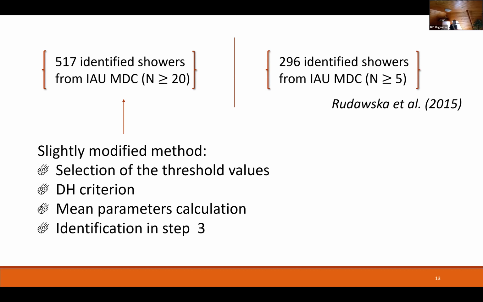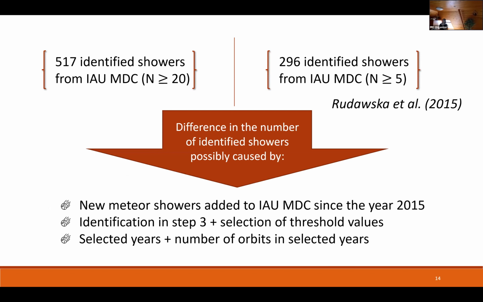Besides the used D criterion, I even changed a little bit the identification in step 3. And of course, we need to take into account that since 2015, the MDC grew a bit, so there are more meteor showers there than when Rudavská et al. did their work. And of course, we work with only 3 years, while they took into account a wider time range, but our years were more numerous in number of observations.